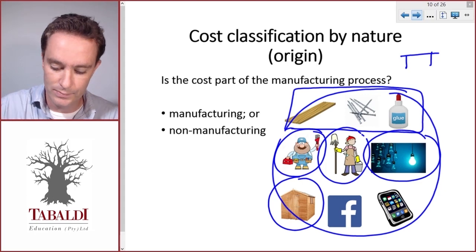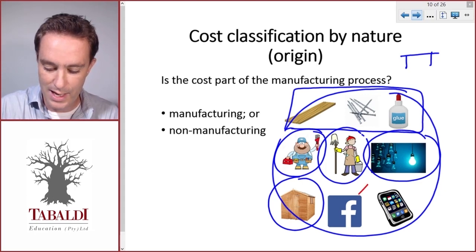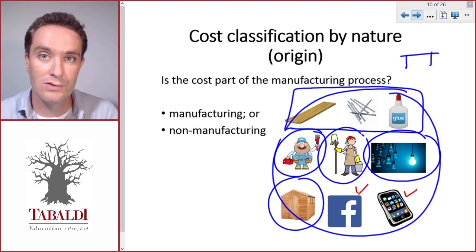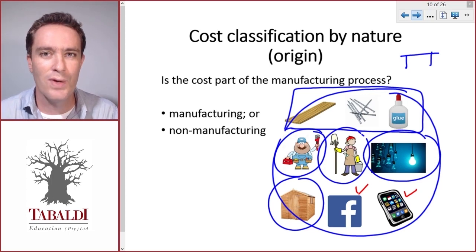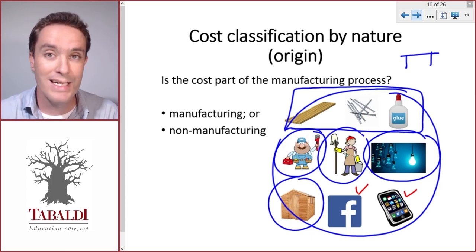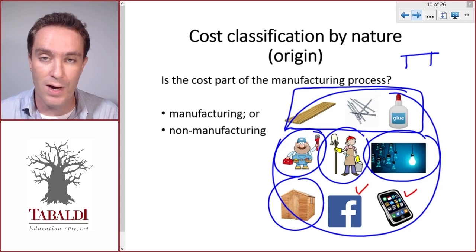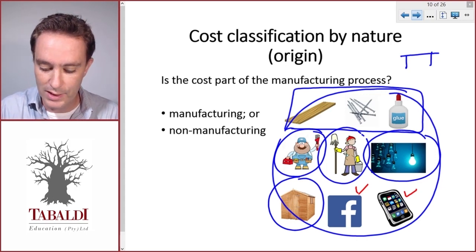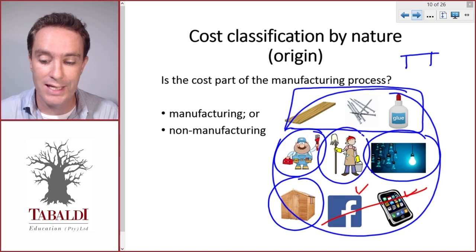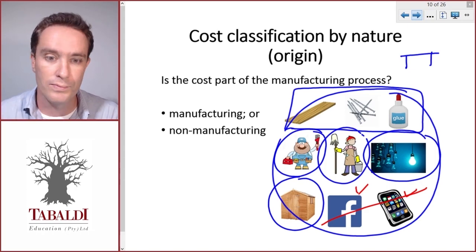These last two, the Facebook ad and the cell phone contract, were not necessary to manufacture the table. We might need them to sell the table or to find buyers for the table, but without these costs, we would have been able to at least make the table to get it in its final form.